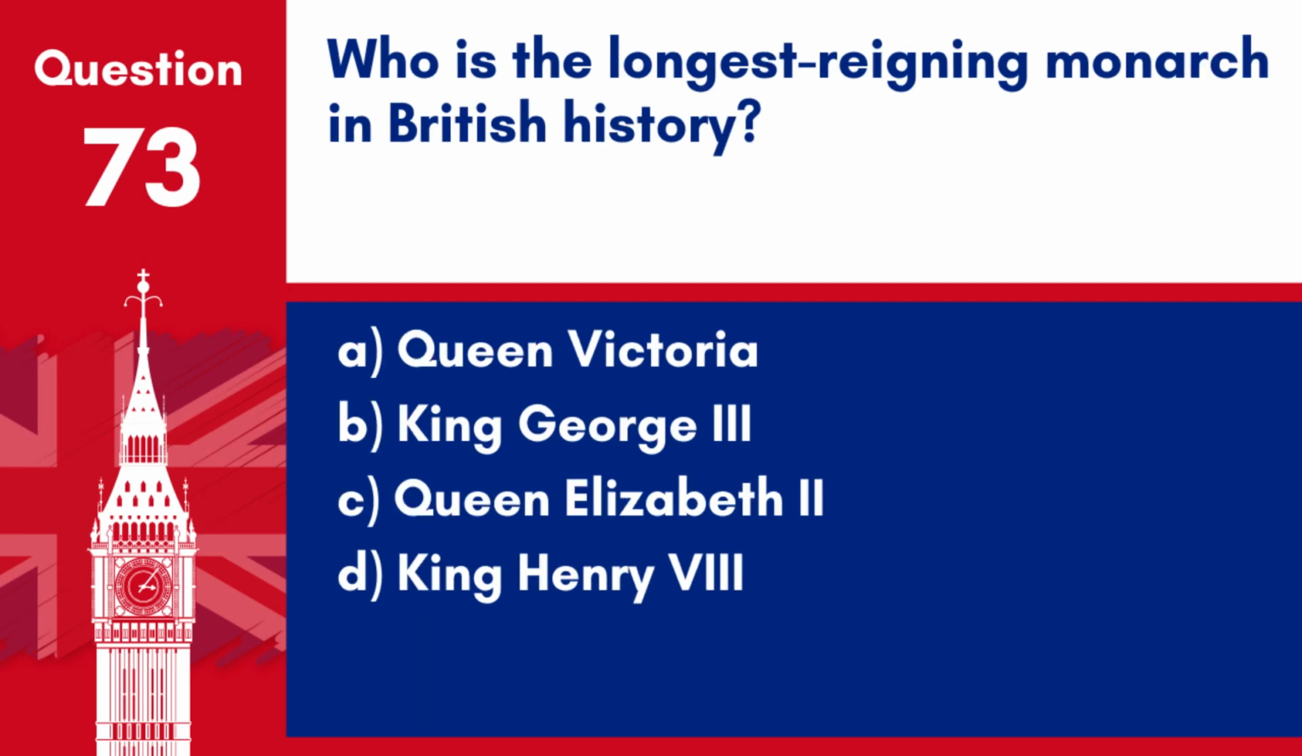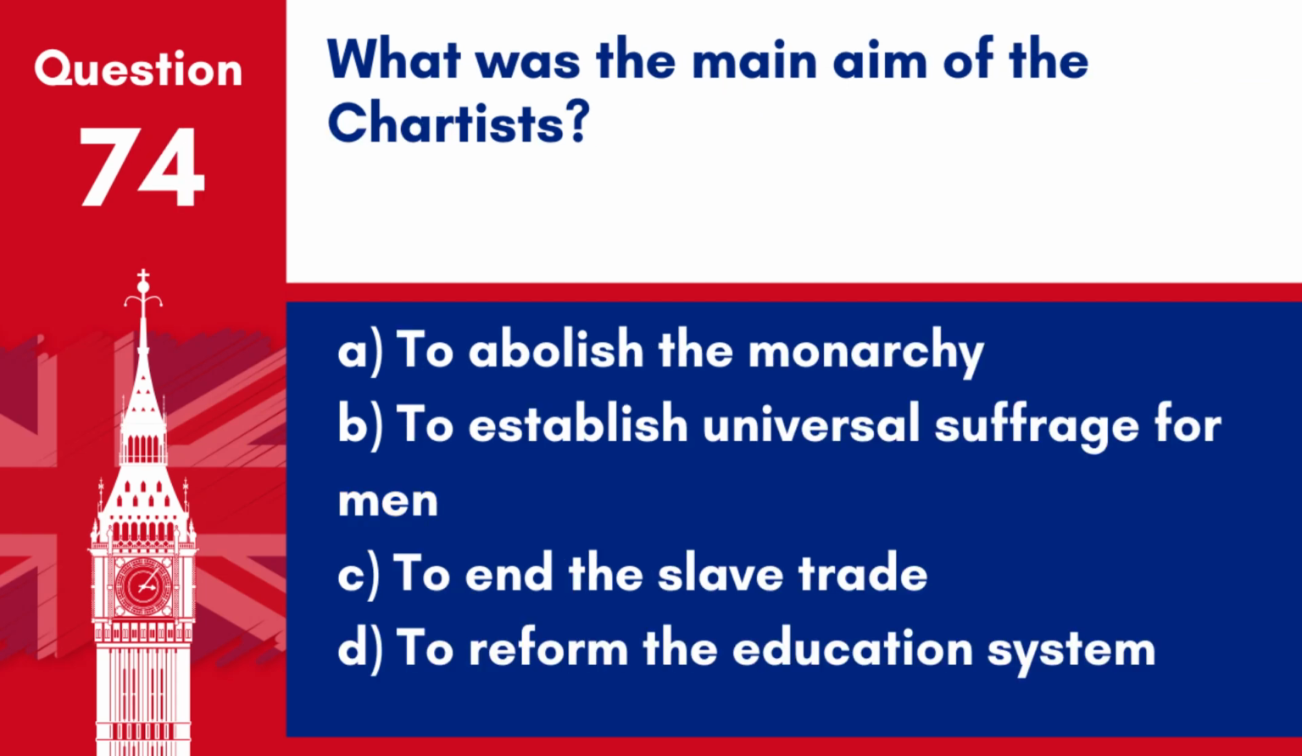Question 73. Who is the longest reigning monarch in British history? A. Queen Victoria. B. King George III. C. Queen Elizabeth II. D. King Henry VIII. Answer: C. Queen Elizabeth II. Queen Elizabeth II is the longest reigning monarch in British history, surpassing Queen Victoria's record in September 2015. Question 74. What was the main aim of the Chartists?